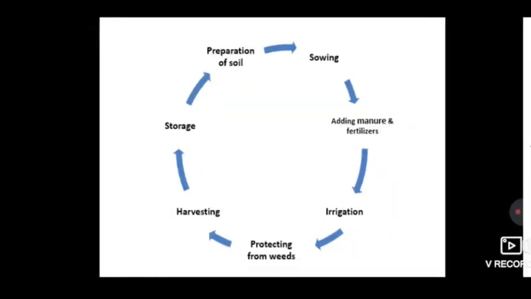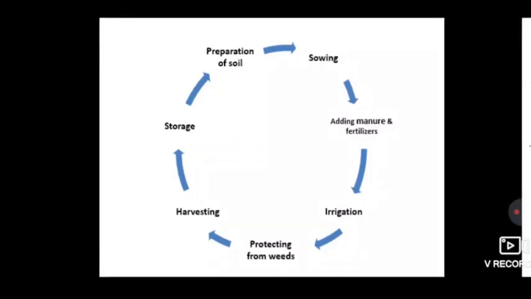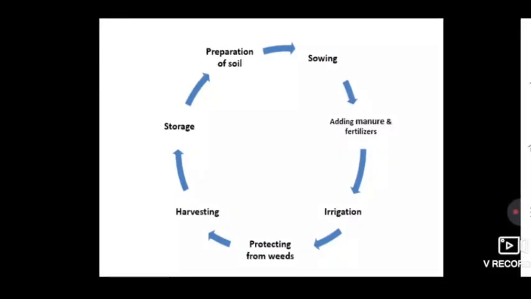For good and more production of crops, we have to follow these steps. First one is preparation of soil, then sowing, after that adding manure and fertilizers, then irrigation, after that protecting from weeds, then harvesting, and last one is storage. Let's see in detail.